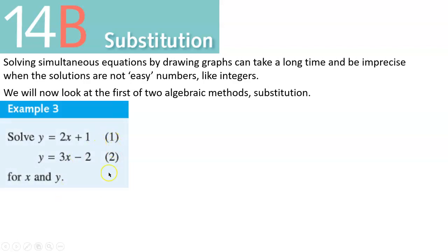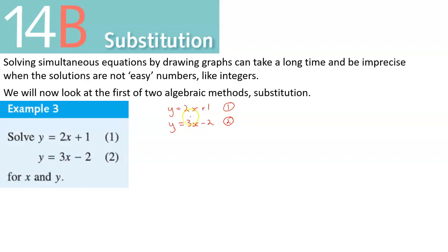Now you'll see that these equations have been labelled with numbers. It's a good idea to do that so you can refer to them easily. I put the numbers in circles, just so you don't get these numbers mixed up with the numbers in the equations. When you're showing your working in your exercise book, it's really important that you write these equations down. So this is my equation 1. This is my equation 2.